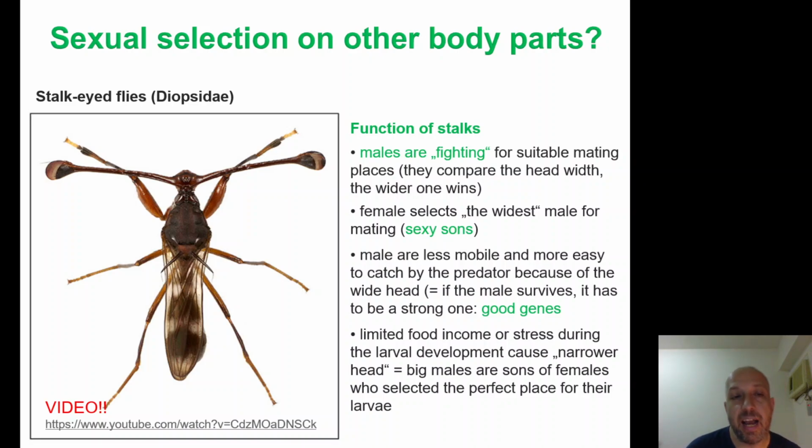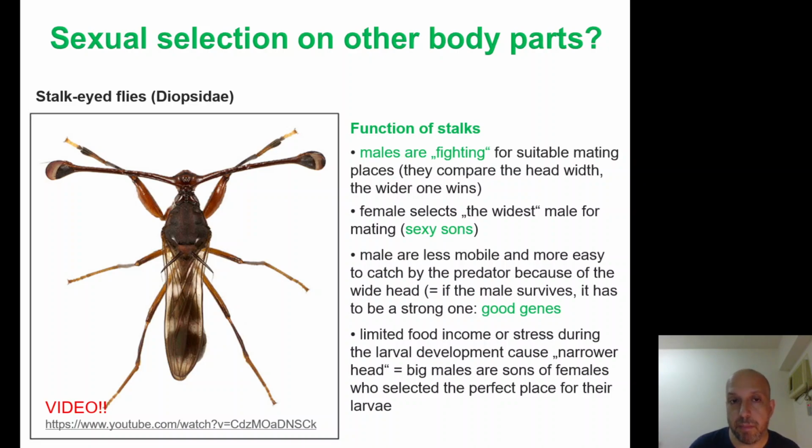Another thing which affects how wide the eyes are, how big the specimen is, is how well the larva of this fly was eating. The larvae of flies in general cannot really choose. They basically just eat where they hatch, right? So the female puts the egg somewhere, the larva hatches and eats things around.